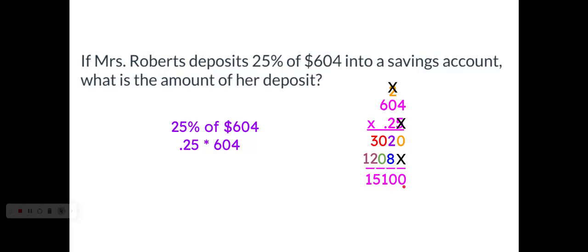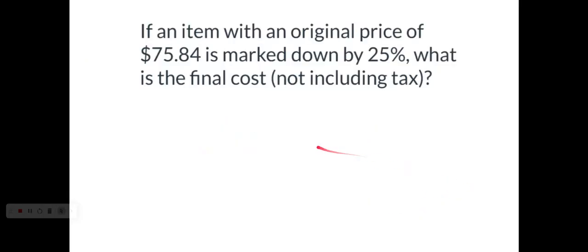But we're almost done because I wanted 25%. So I need to move my decimal place 2 over. So when I move it 2 over, it's 151. And since it's money, just round to 2 decimal places. So $151.00. Let's do a similar problem.